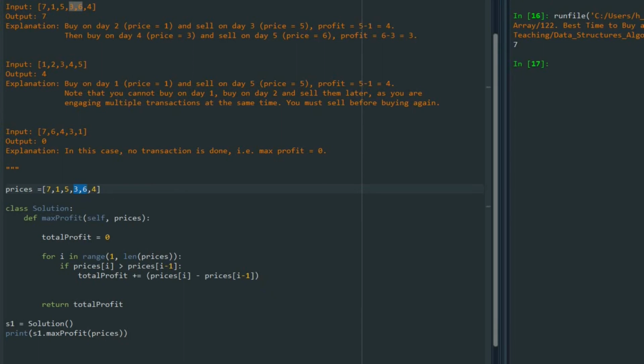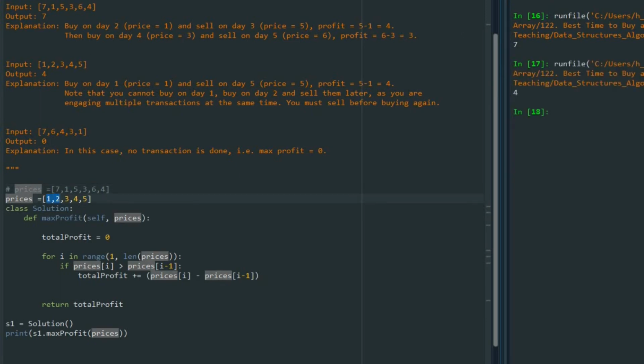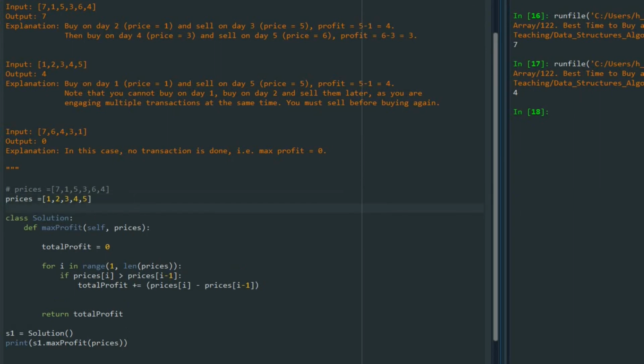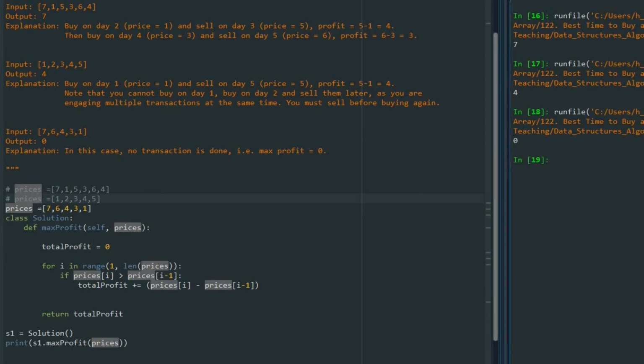Let's try that for another example. For the second one, we get profit 4 because we accumulated this one, and this one, and this one. Okay, so let's try that for the last example. We should get 0. Yes, because by default we define total profit to be 0. So there is no if statement true for this example, and the total profit remains 0.